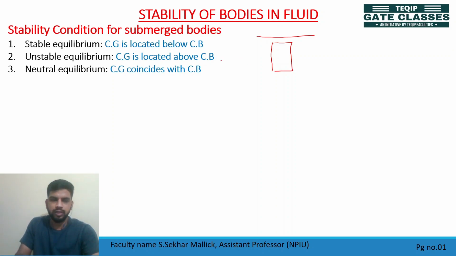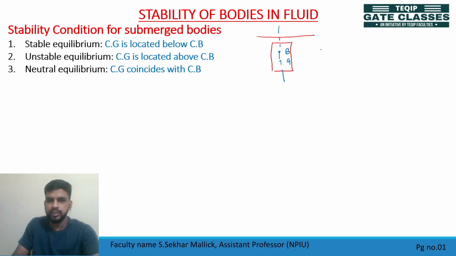So let's draw the axis of the body. Suppose this is the axis of the body, and our condition is about the center of buoyancy. Suppose I assume this as B, the center of buoyancy, and this is G, the center of gravity. If the center of buoyancy is above the center of gravity, then the body will be in stable equilibrium.